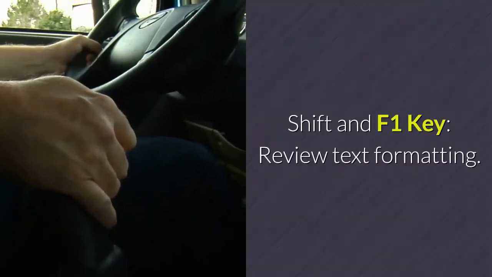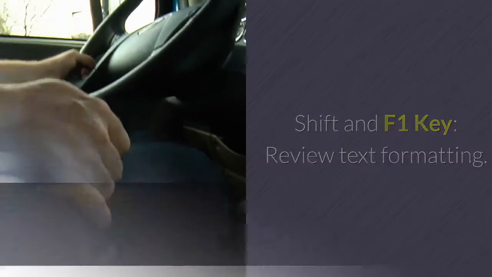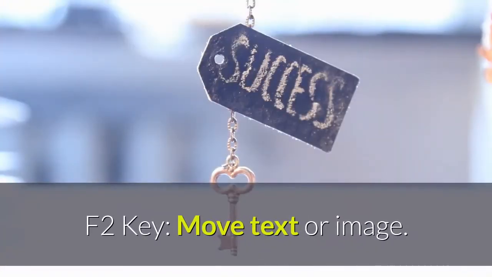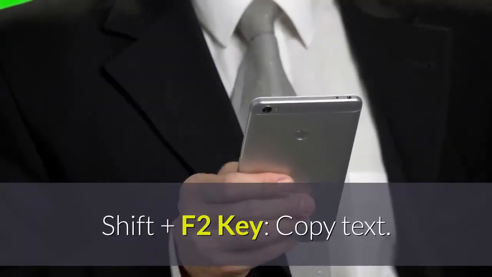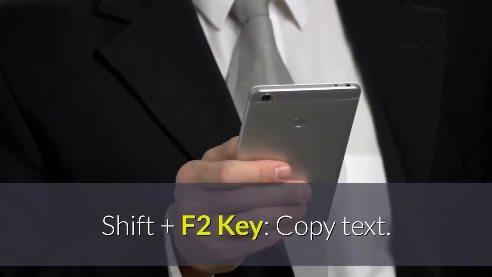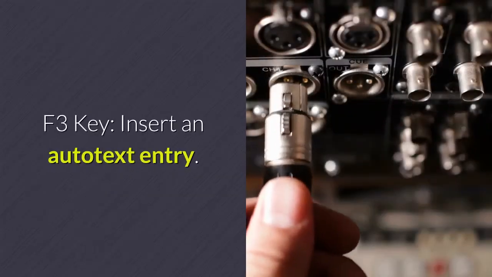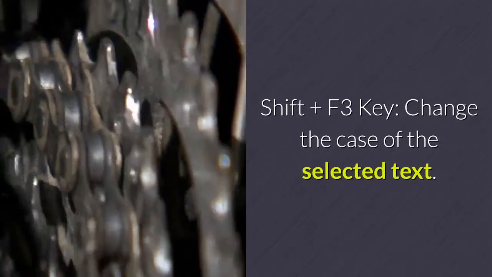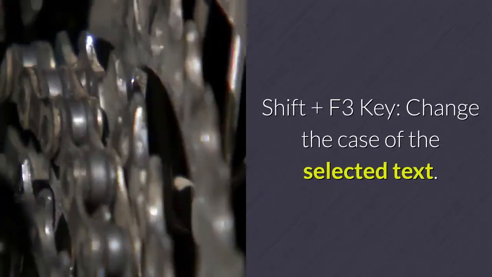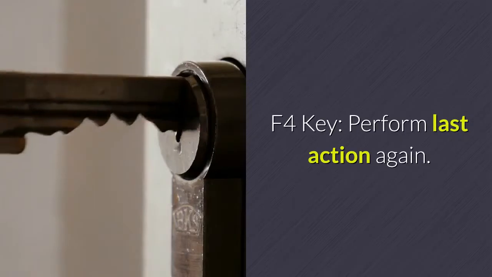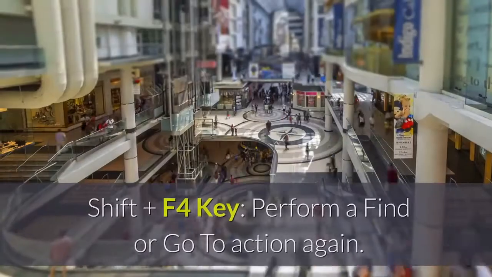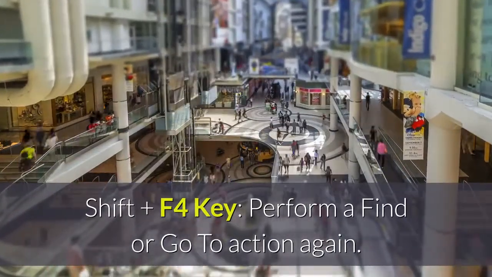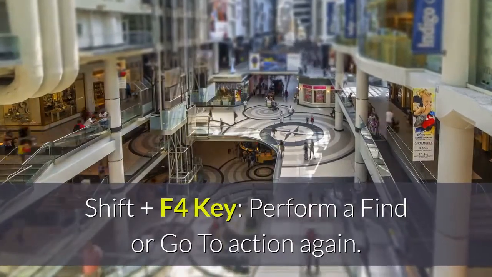Shift and F1 key, review text formatting. F2 key, move text or image. Shift plus F2 key, copy text. F3 key, insert an autotext entry. Shift plus F3 key, change the case of the selected text. F4 key, perform last action again. Shift plus F4 key, perform a find or go to action again.